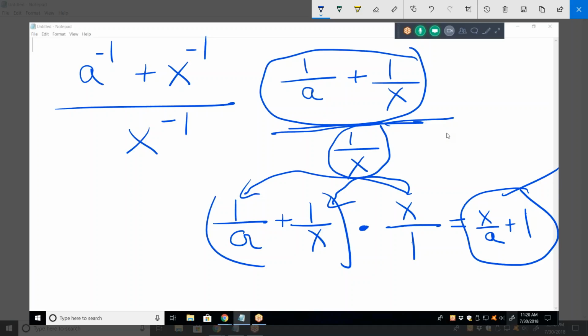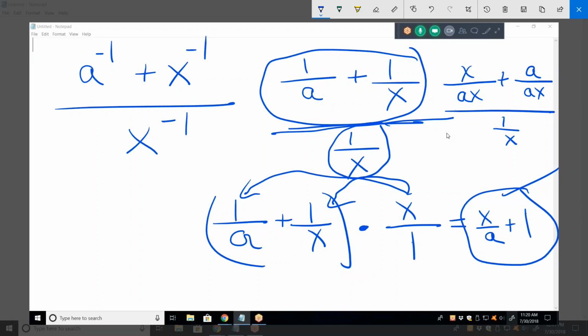But let's do it anyway. You need a little practice at adding fractions. If I'm just going to operate on that numerator, what's the common denominator? ax. What goes in the upper left numerator? a or x. And what goes in the upper right numerator? a. Okay. So the problem now is this.